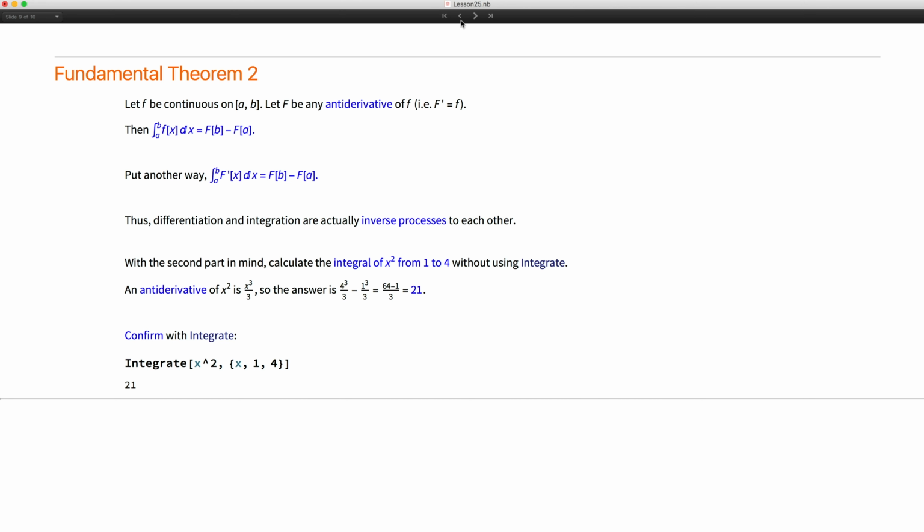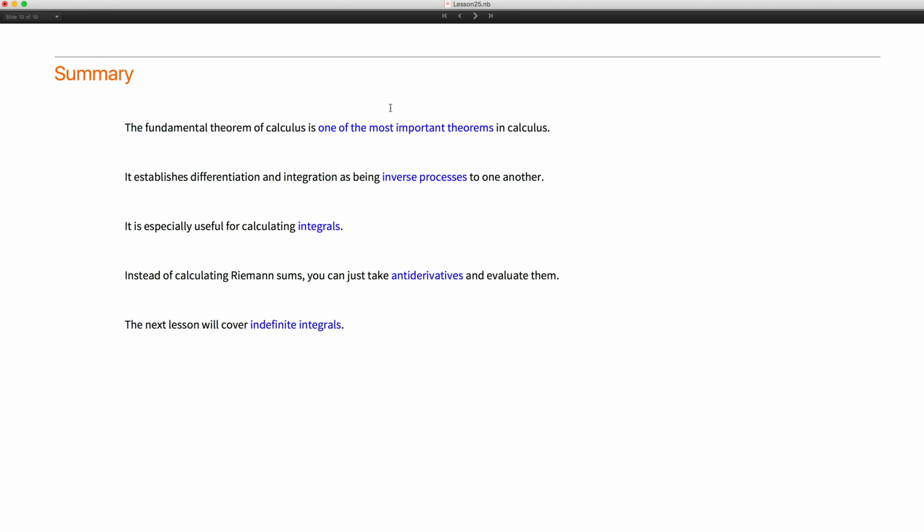So that brings me to the end of this lesson. But the main point is that the fundamental theorem of calculus is one of the most important theorems in calculus, because it says that differentiation and integration are the inverse processes of each other. And in fact, its real utility is to compute integrals by using antiderivatives. Using antiderivatives is much easier than using Riemann sums. So instead of calculating Riemann sums, we would calculate antiderivatives.